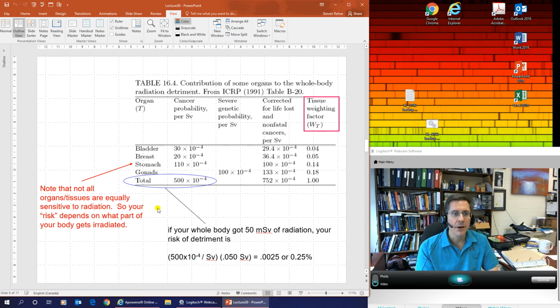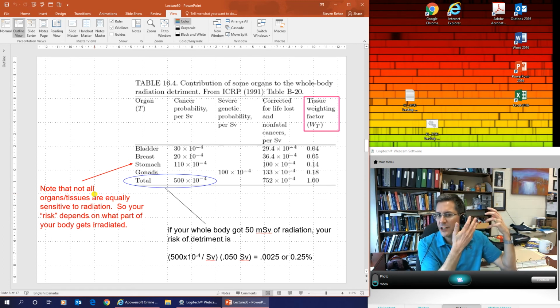WT. All right. Not all organs and tissues are equally sensitive to radiation. Right? So certainly your risk depends on what part of your body gets irradiated. I mean, even without knowing the number, you could probably ask that. I said, hey, I have this X-ray gun here, and it's going to deliver 500 millisieverts. And where do you want me to shoot it?